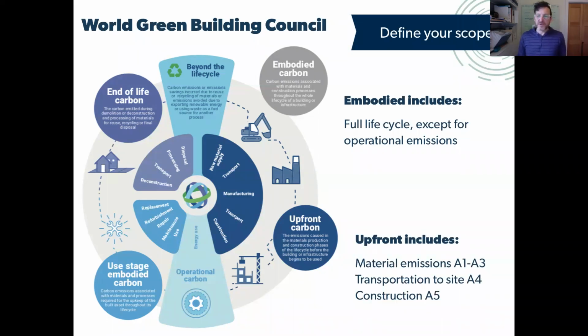And now people are talking a lot using the term upfront carbon, which I like. I think it's a good term. It describes all the things that happen prior to occupation of the building. So it is the upfront portion. But upfront includes all of those A categories. So it includes the material emissions, transportation to site, and construction site emissions.